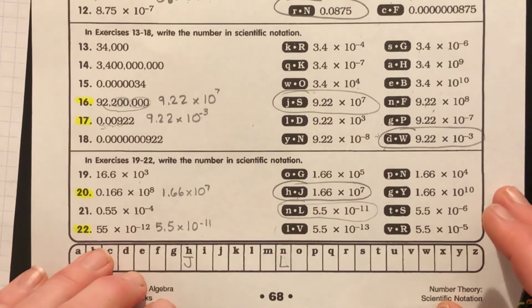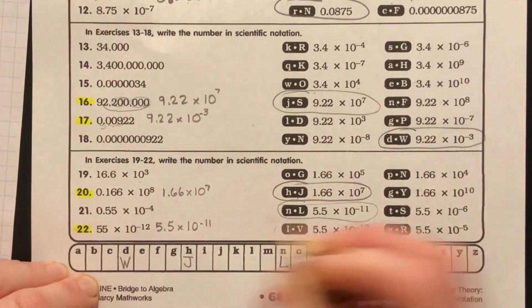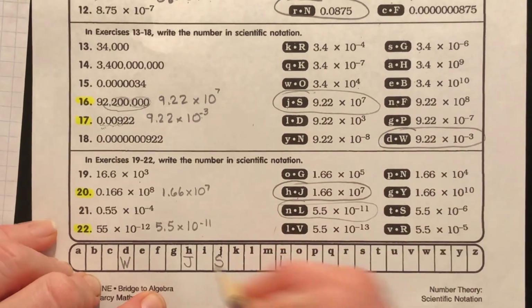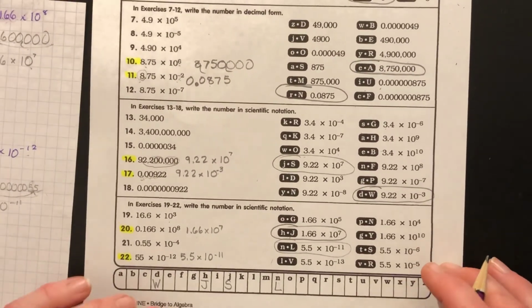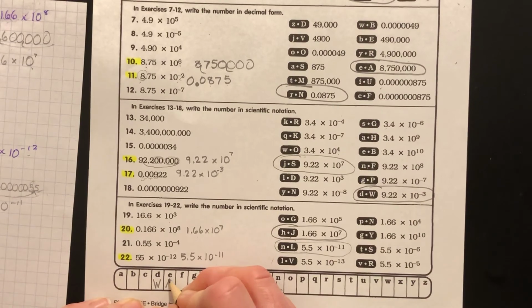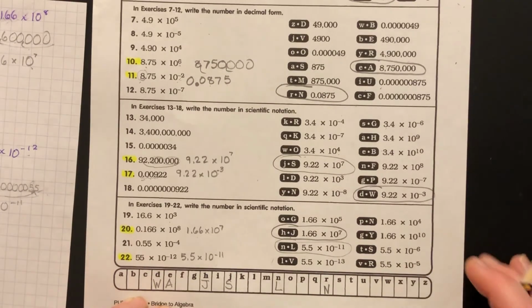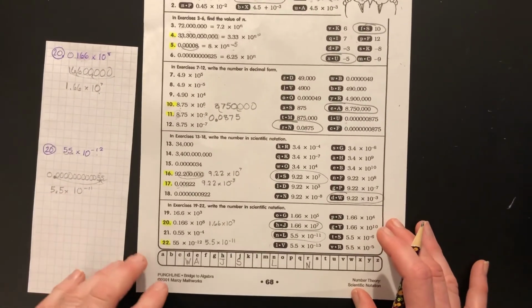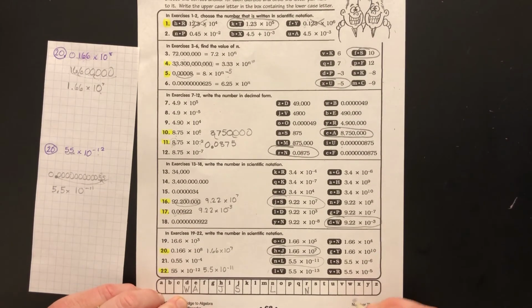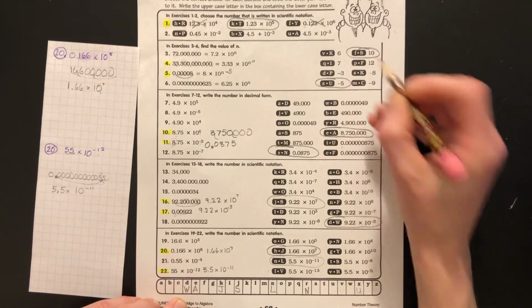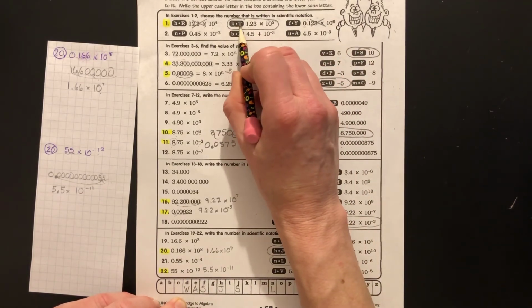Lowercase d is W. Lowercase j is S. Okay, so we have lowercase e is A. Lowercase r is N. Now we've got lowercase x is U. Lowercase f is S. And then finally, lowercase k is T.